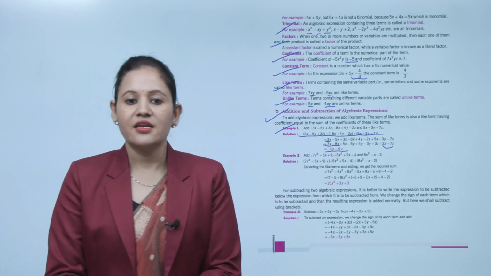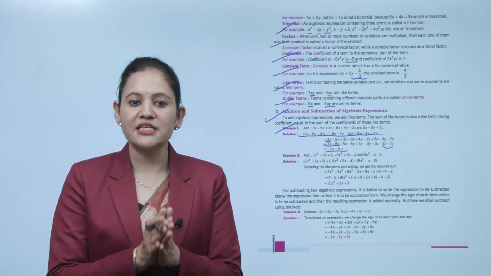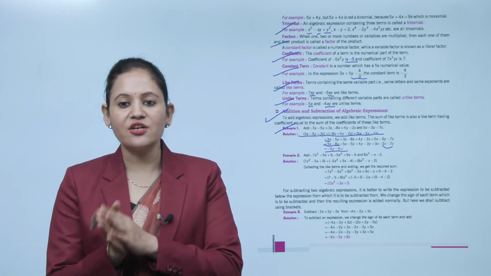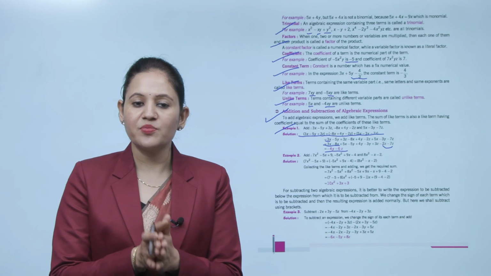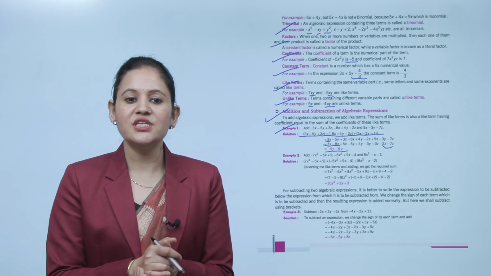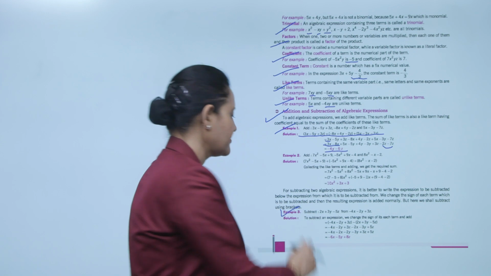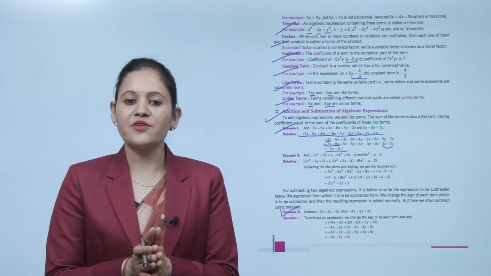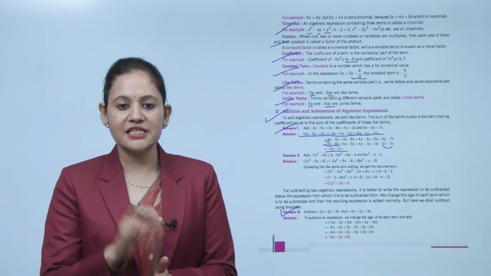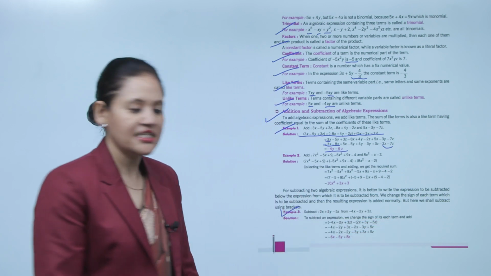Clear? For subtracting two algebraic expressions, it is better to write the expression to be subtracted below the expression from which it is to be subtracted. We change the sign of each term which is to be subtracted and the resulting expression is added normally. But here we shall subtract using brackets. We'll take an example. Subtract 2x plus 3y minus 5z from minus 4x minus 2y plus 3z. To subtract the expression, we change the sign in each term and add.